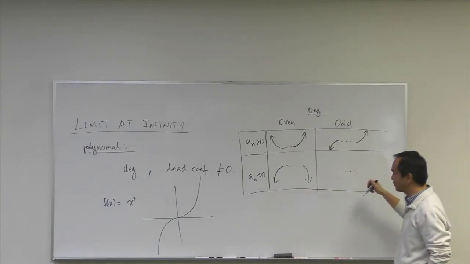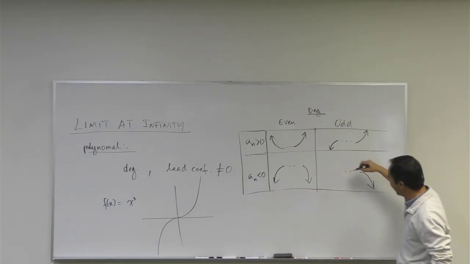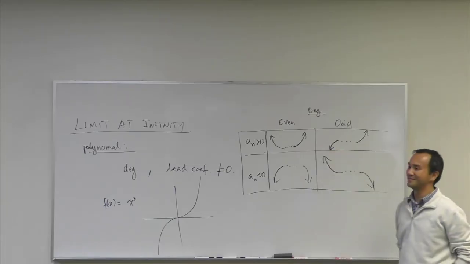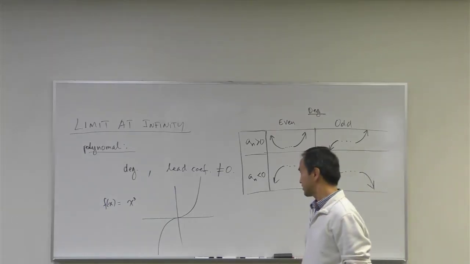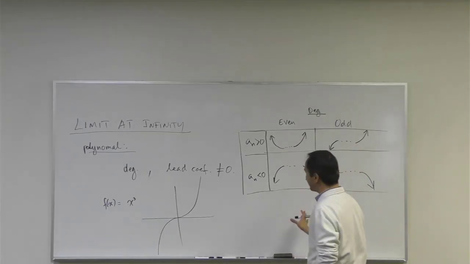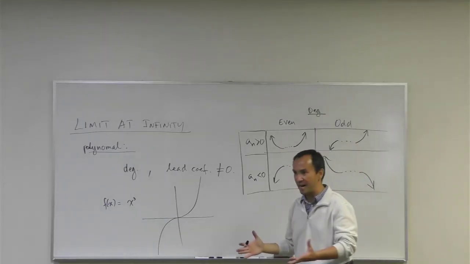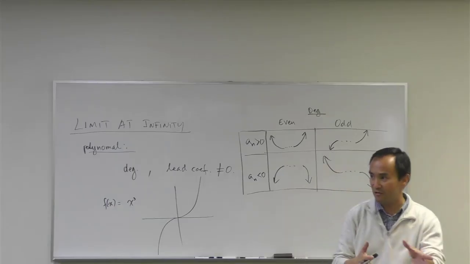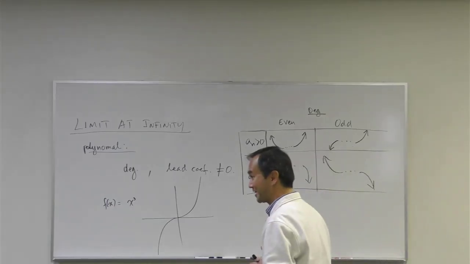Right hand behavior is going to do what? Drop down, right? And then left hand is going to have just rising like that. But surprisingly, this is comprehensive enough that it covers the right hand or left hand behavior for all polynomials. See what I'm saying?